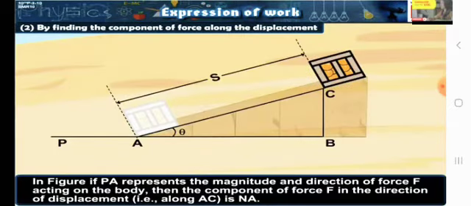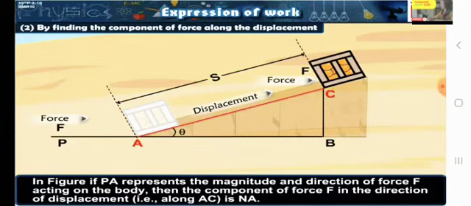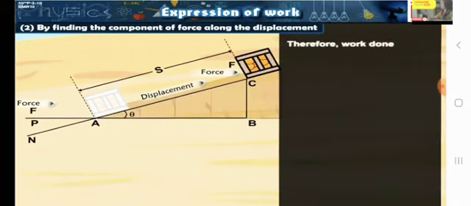Second, by finding the component of force along the displacement. In the figure, if PA represents the magnitude and direction of force F acting on the body, then the component of force F in the direction of displacement, that is along AC, is NA. Therefore, work done W = NA × AC = NA × S.